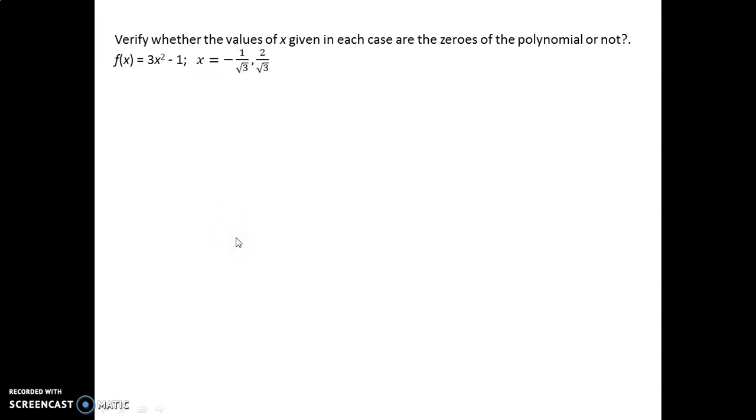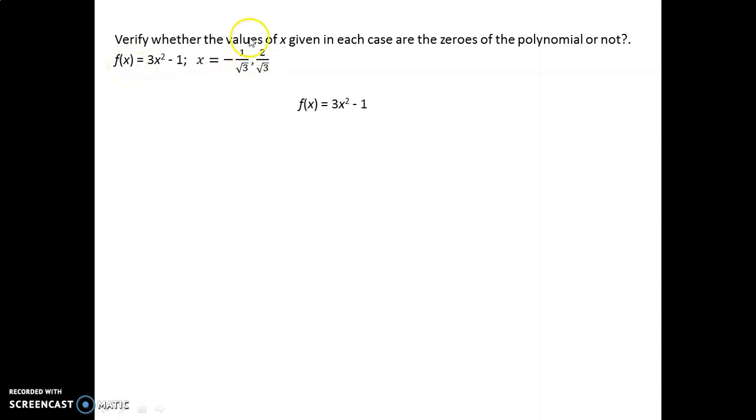Now the next question is, verify whether the values of x given in each case are zeros of the polynomial or not. So now we have to find out whether these two are zeros of the polynomial or not. Here the f of x value is 3x square minus 1. So to find out whether these are zeros of the polynomial, we should find out f of minus 1 by root 3 and f of 2 by root 3. So for which f of x value becomes 0, it will be the 0 of the polynomial.